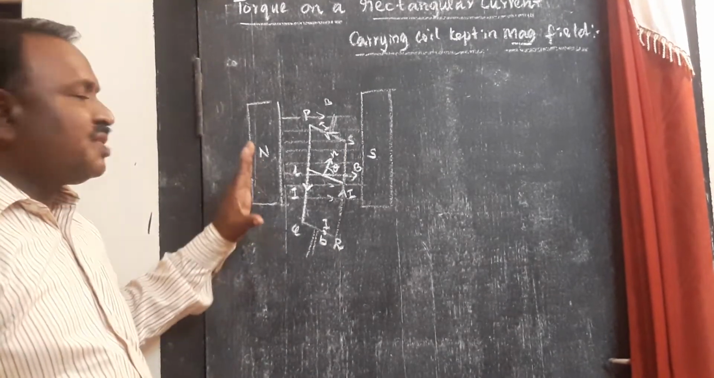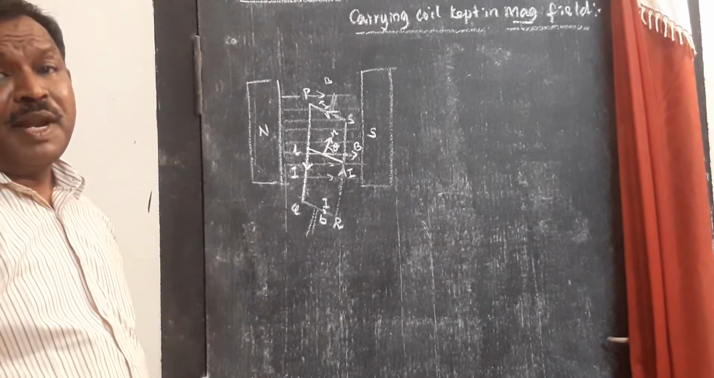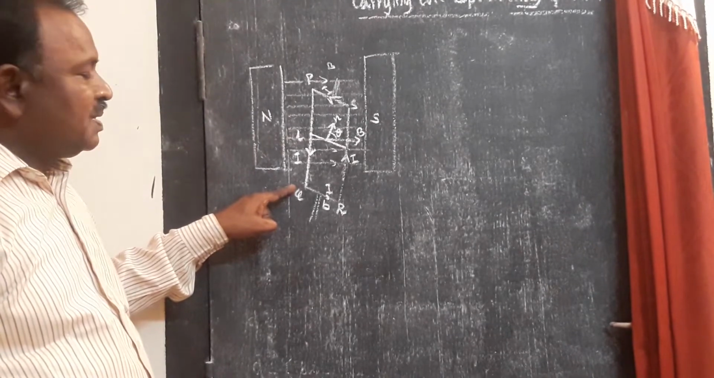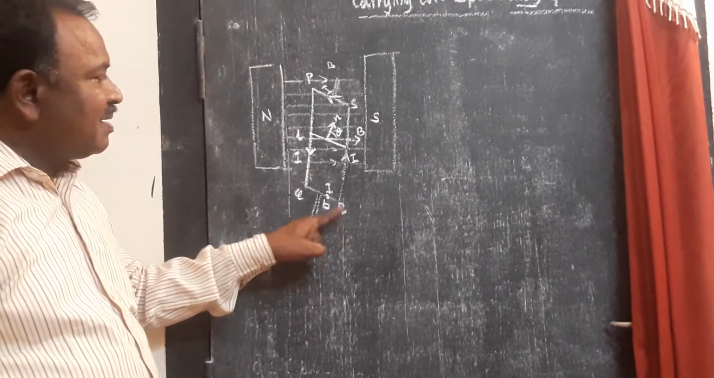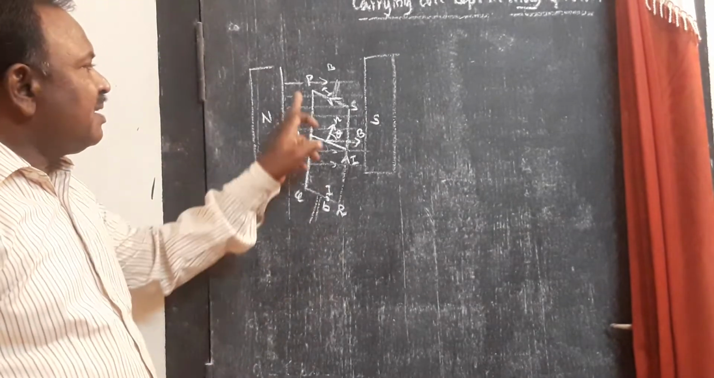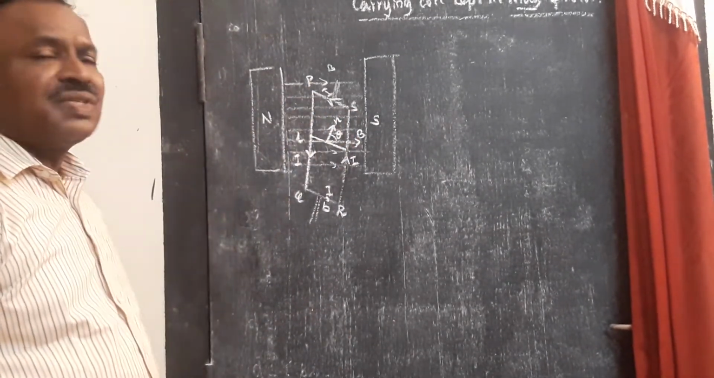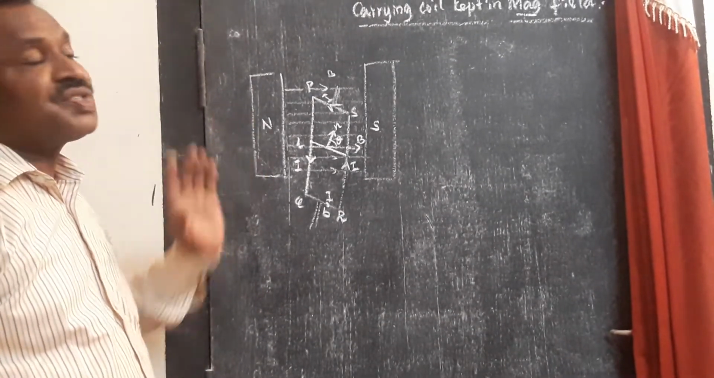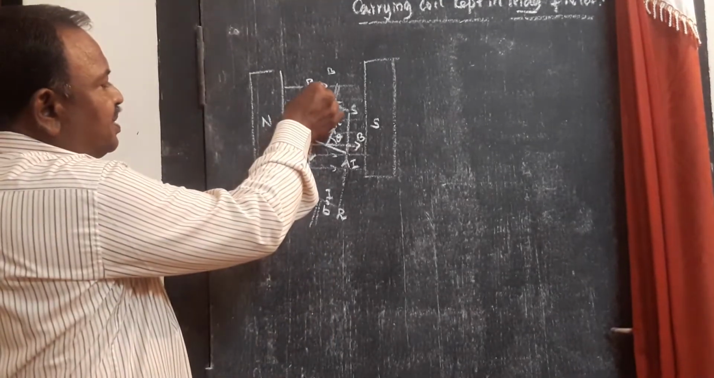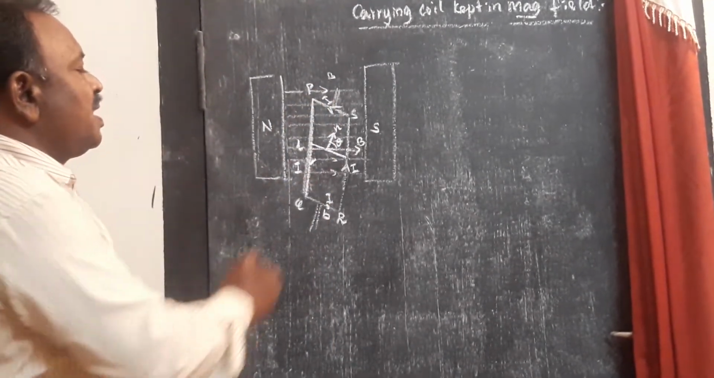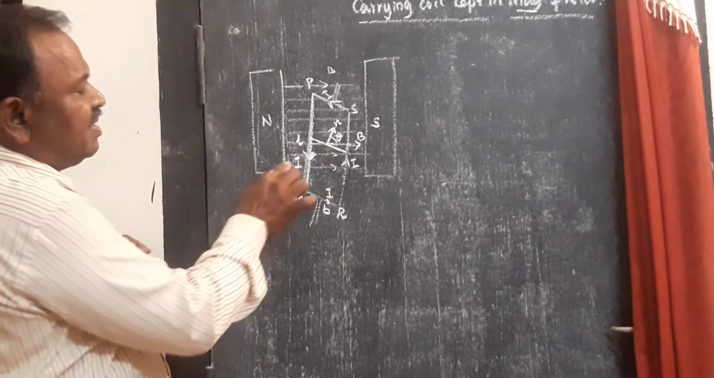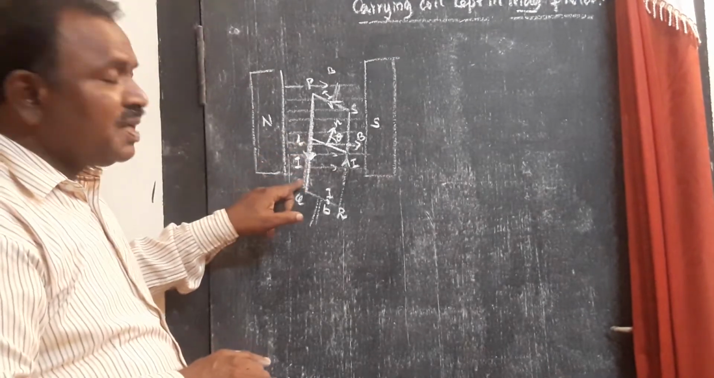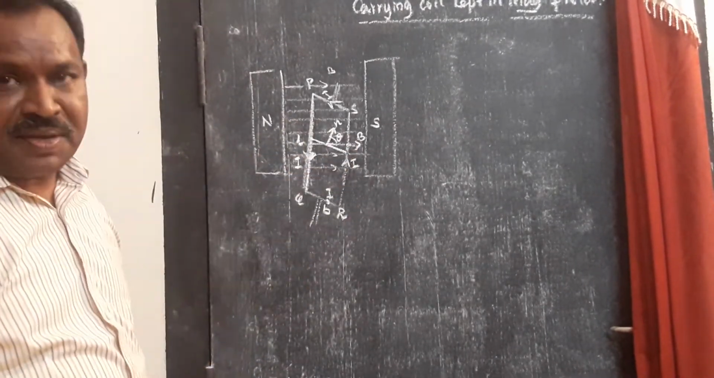The single turn of the coil is made up of 4 conductors. PQ is one conductor, QR is another conductor, RS is another conductor, and SP is another conductor. So we are going to find out what is the force on each conductor. First of all you consider PQ. In PQ, this is the direction of the flow of current and this is the direction of the magnetic field. So the magnetic field and the flow of current are perpendicular to each other.